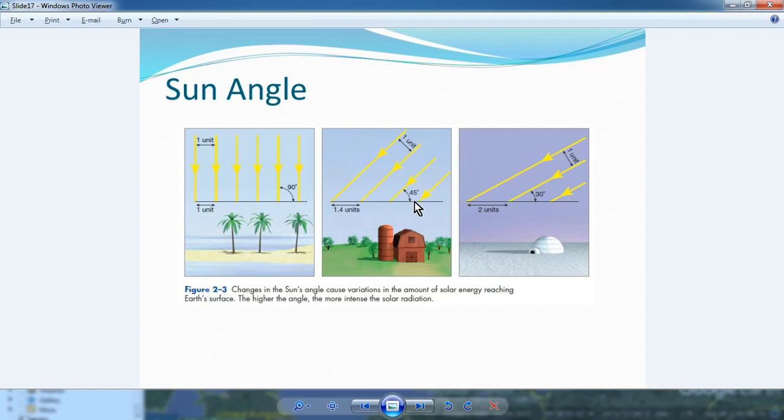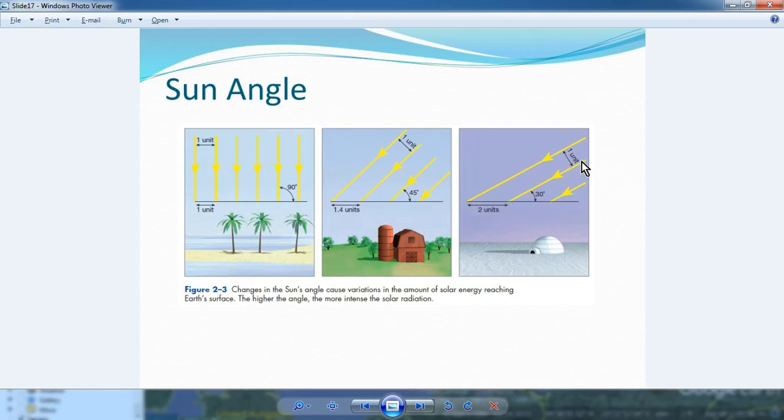But if the solar angle or solar altitude is 45 degrees, the one unit, the area that it exposes is 1.4 units already. In other words, one unit of the sun's energy is spread over an area 1.4 times larger than in this setup. Okay? This one is 30 degrees. Okay, 30 degrees is the solar angle. The area exposed to 1 unit is 2 units already.